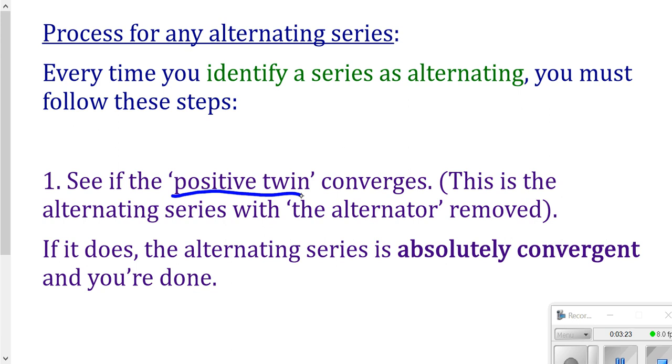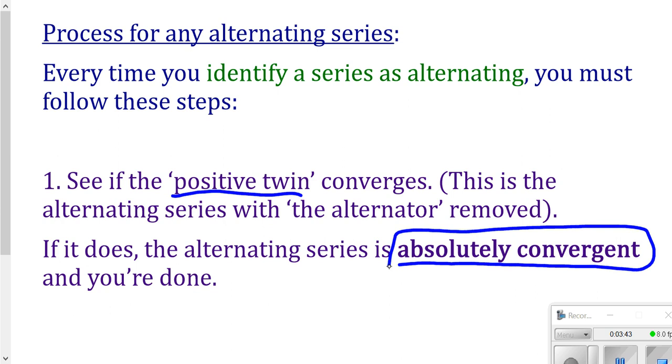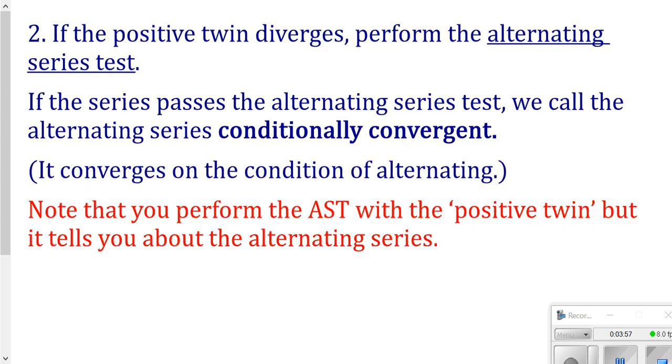And if that positive twin converges, guess what? The alternating series also will be convergent, and we distinguish here a separate kind of convergence. There are going to be 2 different kinds of convergence if you have an alternating series. This is what is called absolutely convergent, because it's the absolute value of the alternating series that converges. So if the positive twin converges, that absolutely comes from the idea that we are thinking about the absolute value, right? Positive twin.